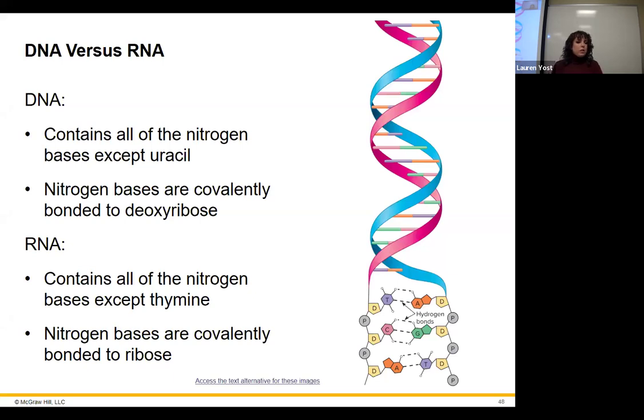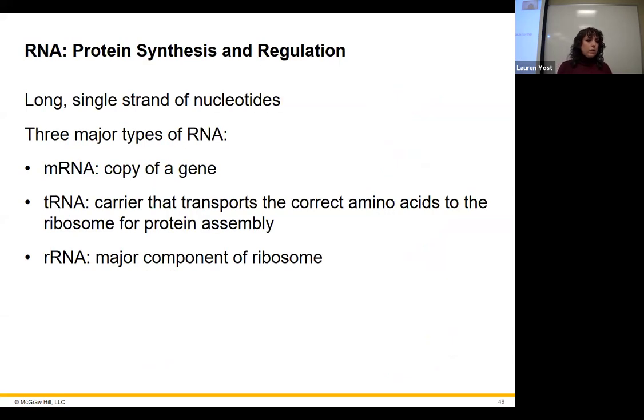So we already said this. DNA has all the bases except uracil. RNA has all the bases except thymine. Nitrogen is pretty important for these as far as the makeup. So we have the nitrogenous bases and how they interact with the sugar to make the structure of the nucleotide.